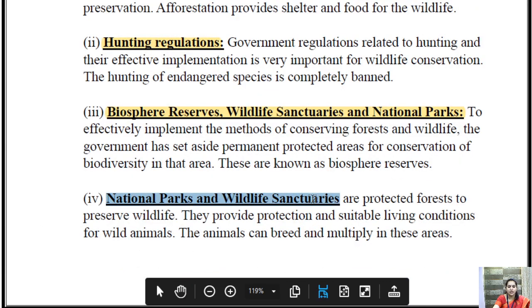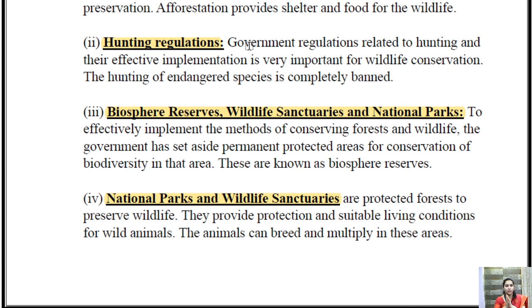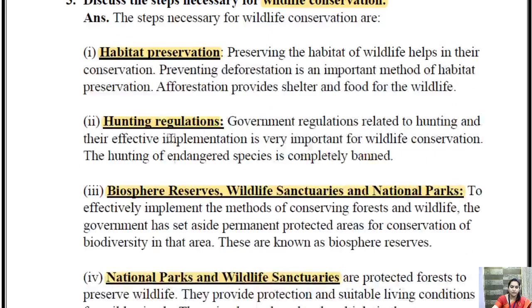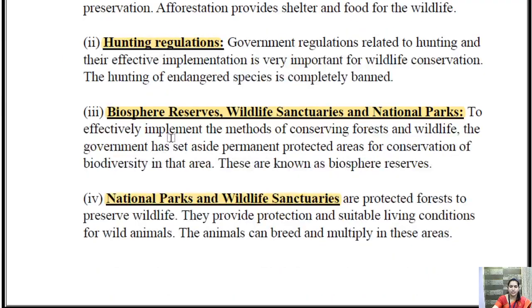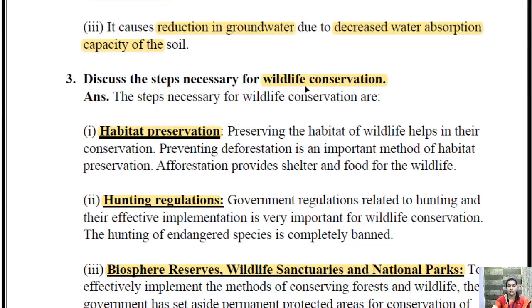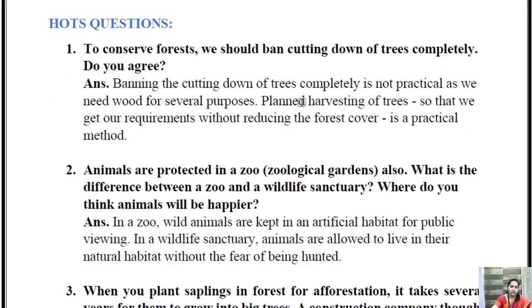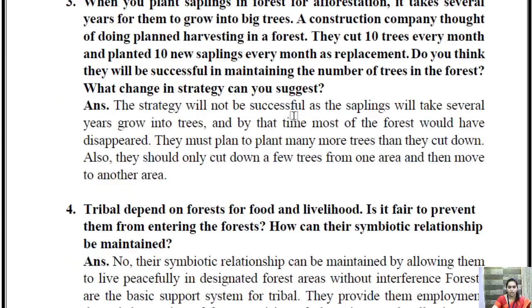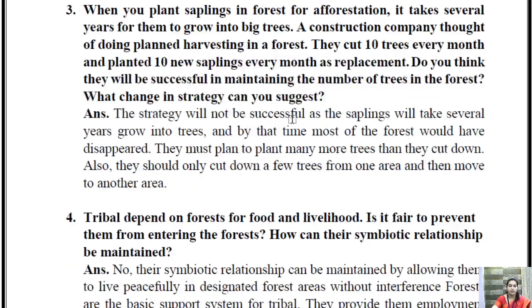Then national parks and wildlife sanctuaries. So the area should be protected, the habitat should be protected, and these hunting regulations should be made more strict, and human activity should be completely banned there. Alright, so these are the necessary steps that we can take to conserve wildlife. Now moving ahead with the last section of this chapter, that is HOTS questions.